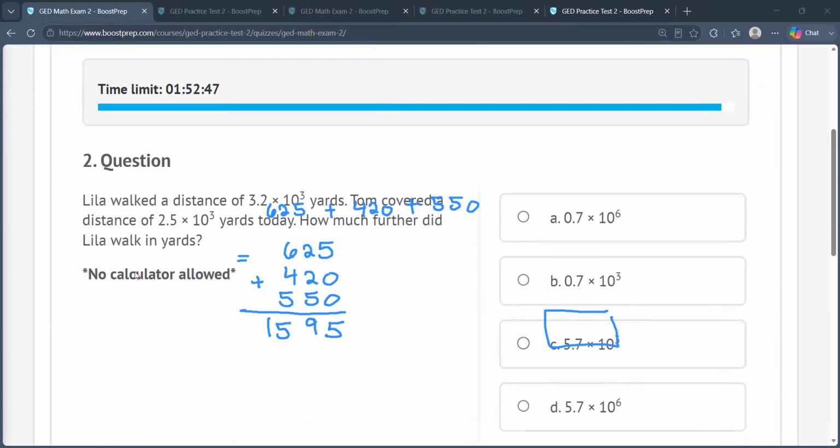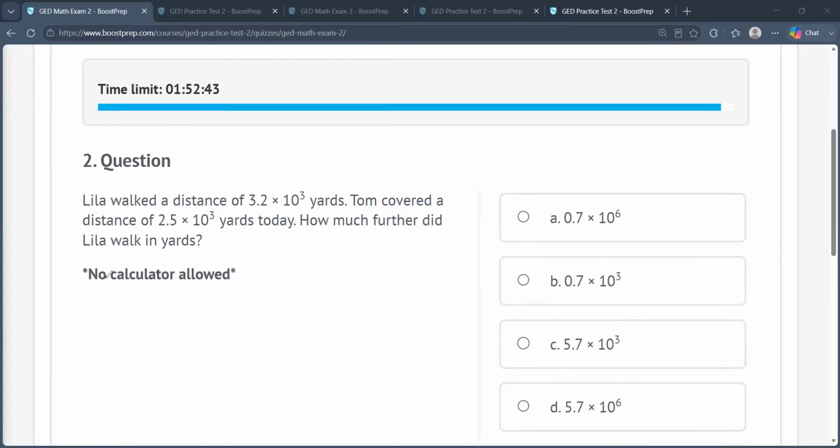Okay, let's move on to question 2. So question 2 says Lila walked a distance of 3.2 times 10 to the third yards. Tom covered a distance of 2.5 times 10 to the third yards today. How much further, so whenever you hear the word further, I know it's subtraction. How much further did Lila walk in yards? So it's basically subtraction from Lila's to Tom's.